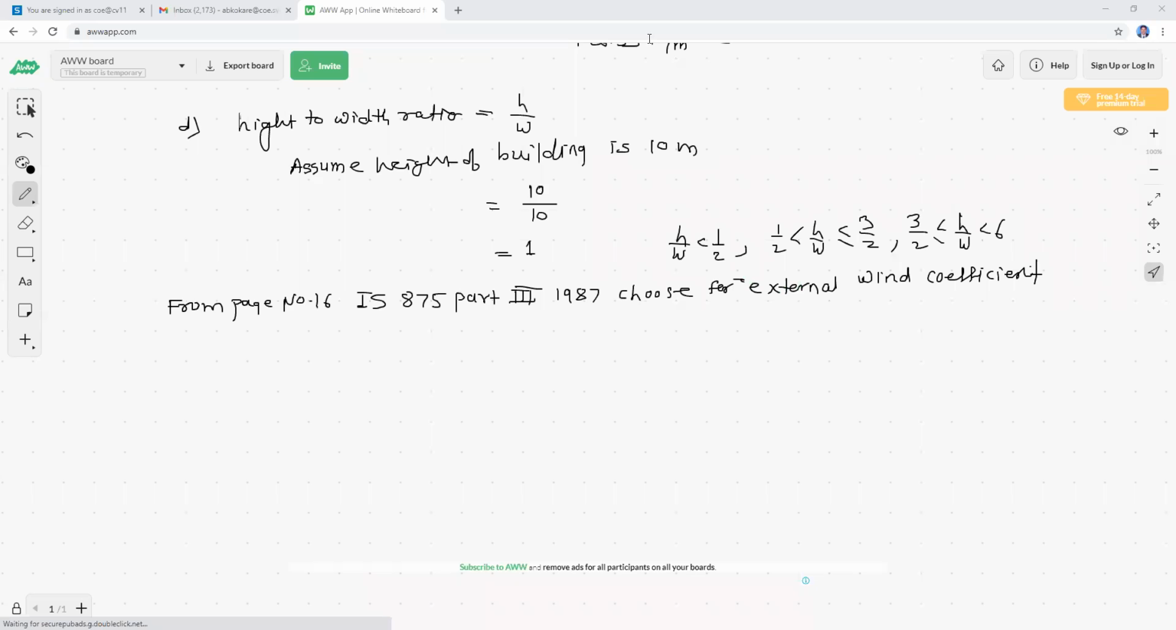Others please, tell me, our H by W value is coming in which category or which row? First row, second row. First means where the building is given. You can see the building photo shown there. Are you getting? In second. Now come to this our page. Come to my screen.